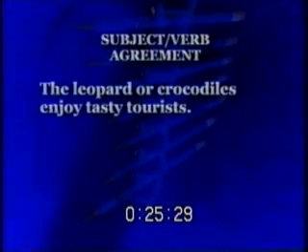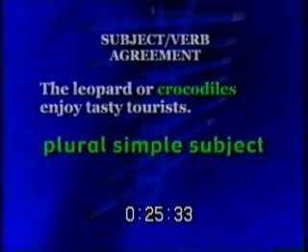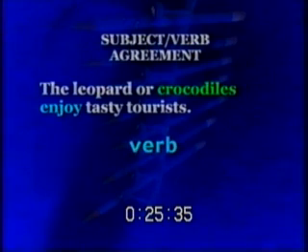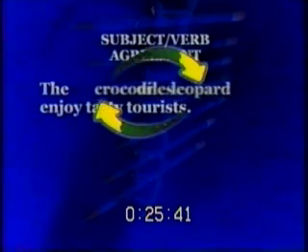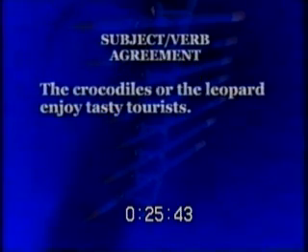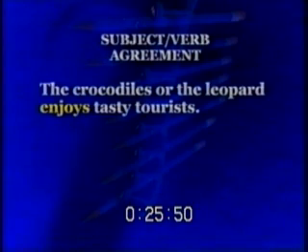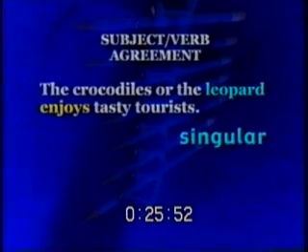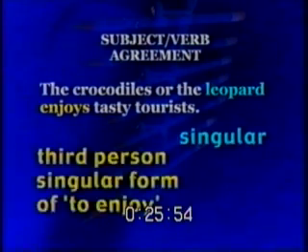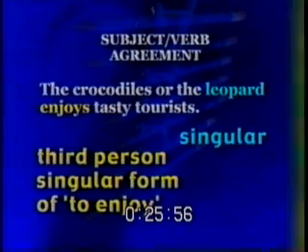So our sentence could read, the leopard or the crocodiles enjoy tasty tourists. Here, since the plural crocodiles is closer to the verb, we use the third-person plural form of the verb to enjoy, which is enjoy. Now, if we switch things around and change the order of the subjects, well, we have to switch the verb to match. We could also say, the crocodiles or the leopard enjoys tasty tourists. Now that the singular leopard is closer to the verb, we should change the verb to its singular form, enjoys.